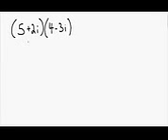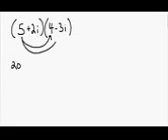Here we have 5 plus 2i being multiplied by 4 minus 3i. So we want to use the FOIL method. First I'm going to multiply 5 times 4. 5 times 4 is equal to 20. Now I'm going to multiply 5 times negative 3i, which is equal to negative 15i.